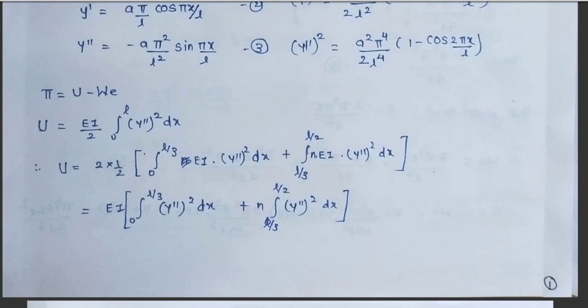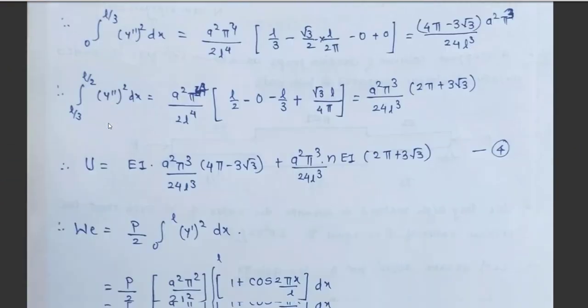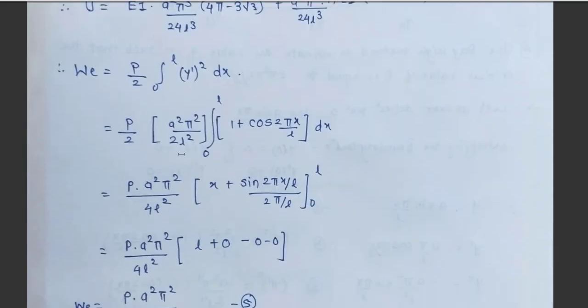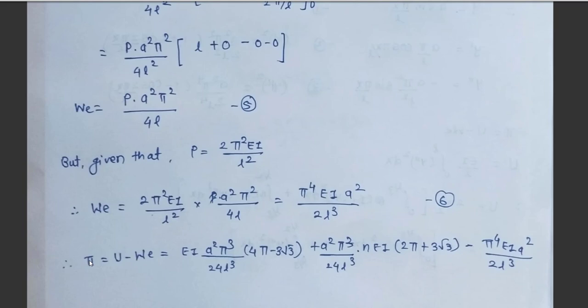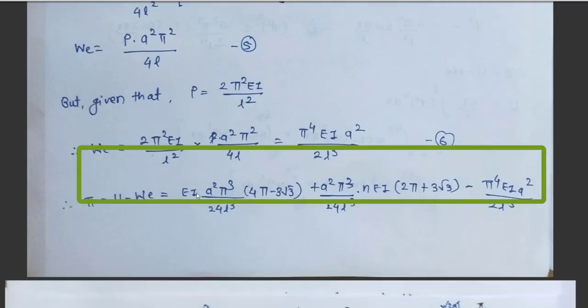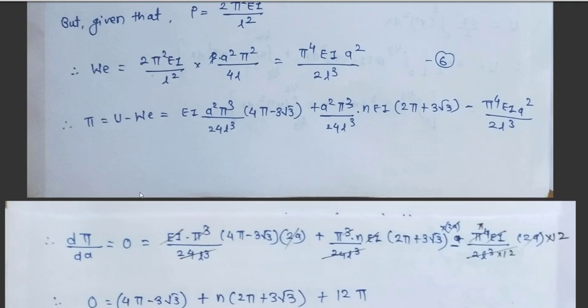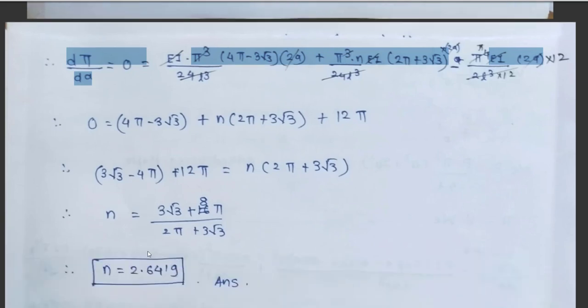So this is actually a simple problem I'm taking. You can solve this by hand calculations also, but we are trying to solve it differently. And we have another equation, p by 2 into y dash square dx. So after solving this we have to do pi is equal to u minus wv, and then we will get such a long equation, and we have to differentiate it again with a, and then we have to get something called en.